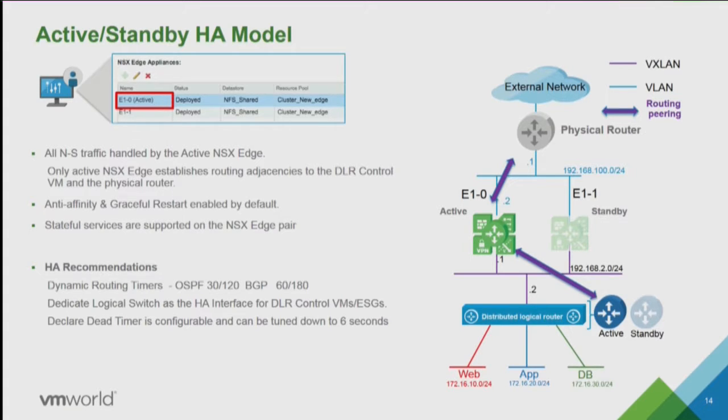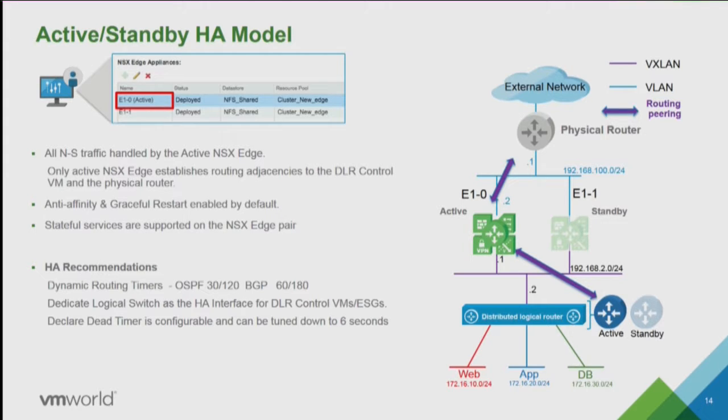So why do you want to deploy this kind of topology? It's first because you need stateful services on the edge node. We only support stateful services if we are in active standby mode. There's another mode that I will present just after. But if you need stateful services, NAT, load balancer, DHCP server, VPN, you need to be in active standby.